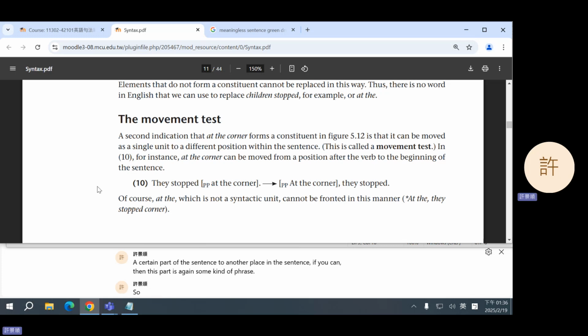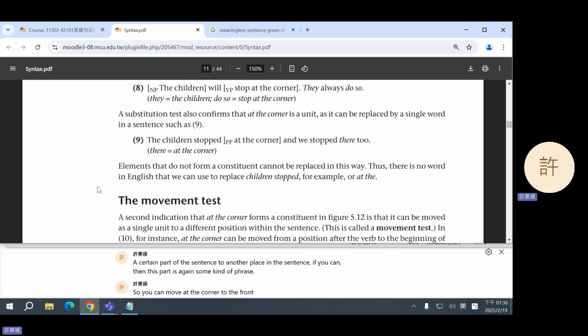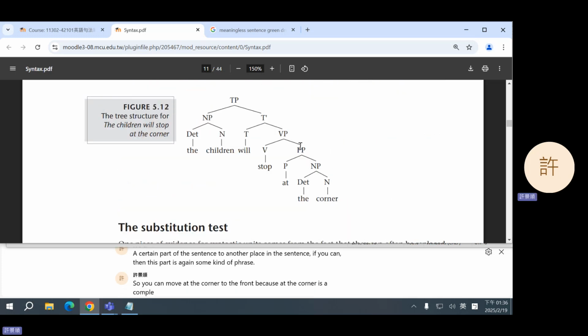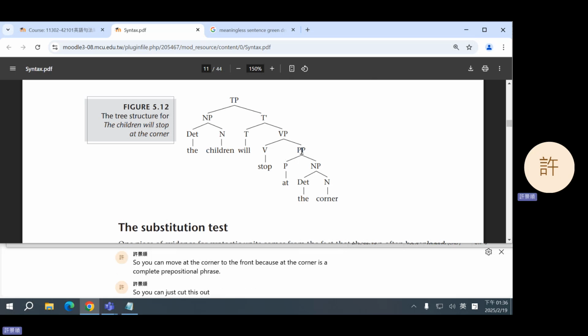So you can move at the corner to the front because at the corner is a complete prepositional phrase. So you can just cut this out and you can move it elsewhere in the sentence and the structure will remain the same. The sentence structure does not change. It's simply the location of the words that has changed.